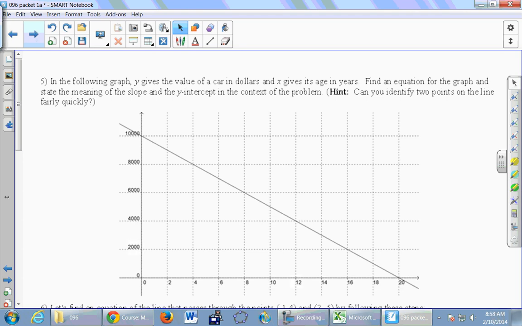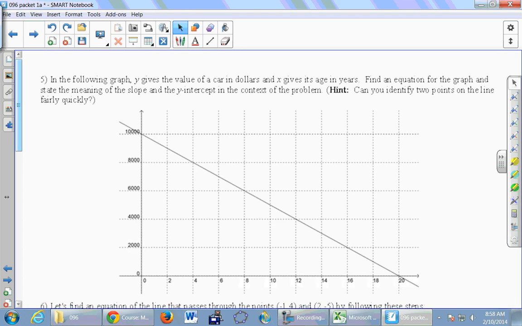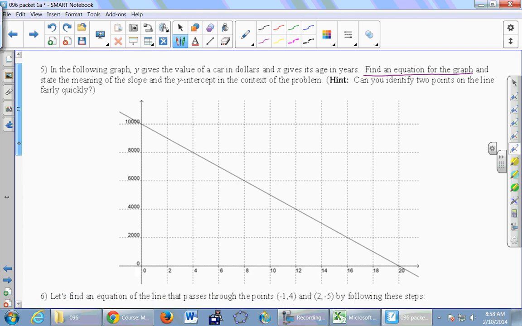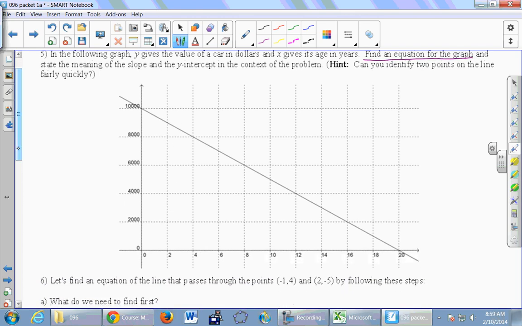So we can skip over the question itself. I'm just going to highlight that. Find an equation for the graph. That's what we want to do. And we won't worry about the context of this one, but we're just trying to find an equation. Now, in order to find an equation, we know, again, we're using our new favorite formula, this mx plus b. And whenever you want to use that formula, you need to get two pieces of information. You need the slope and you need the y-intercept.